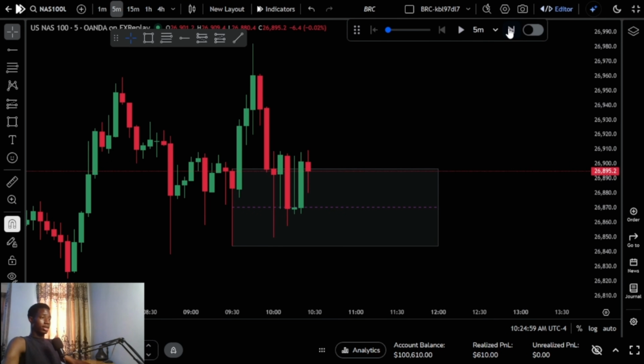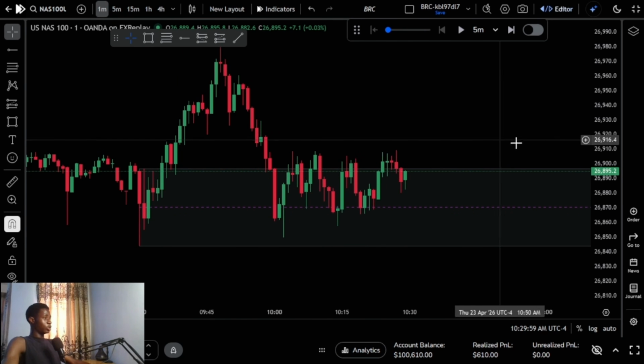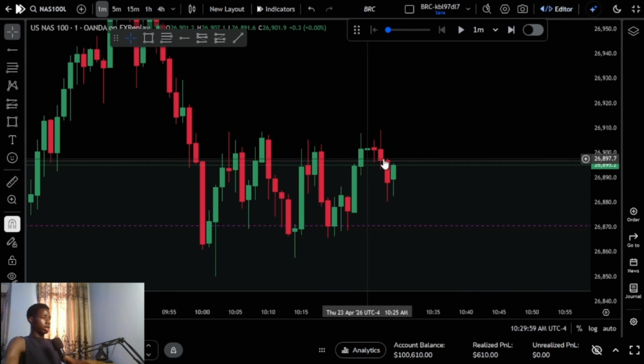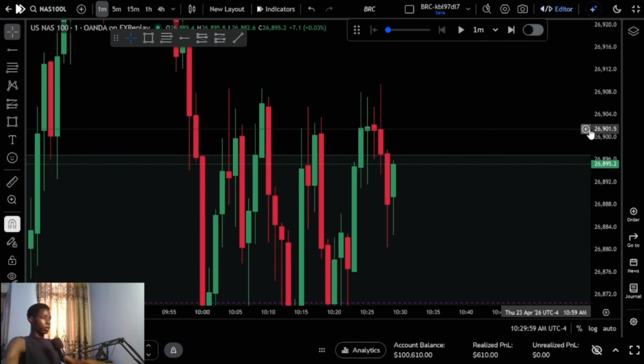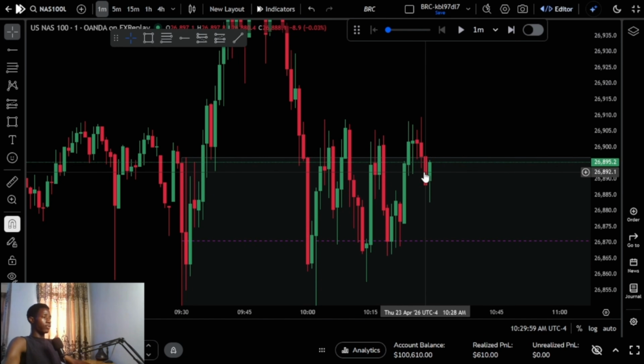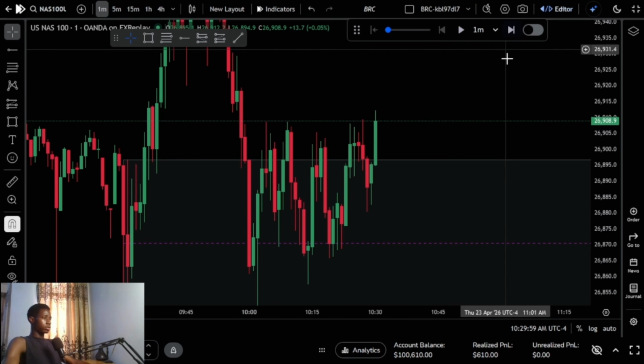Now we have a break. Now we have a retest. We didn't go deeply into the midpoint. So I'm going to the 1-minute time frame, and now we have an up close candle here. But notice we did not close above the range, so I'm not going to enter this trade. I'm only going to enter this trade if we have an up close candle break above the range.